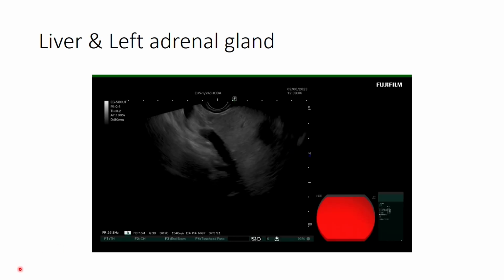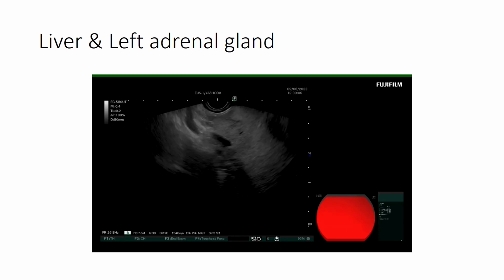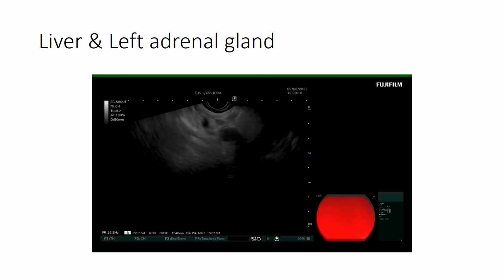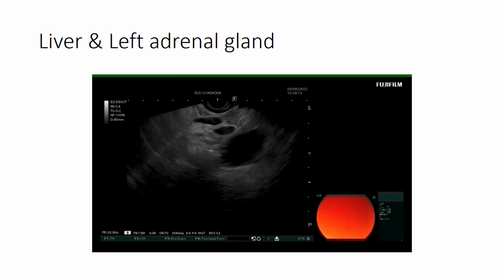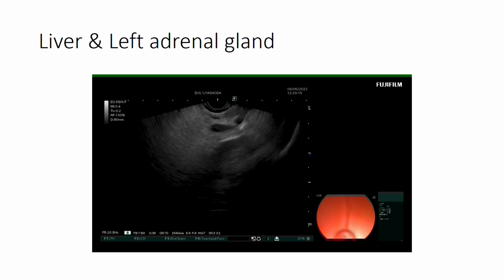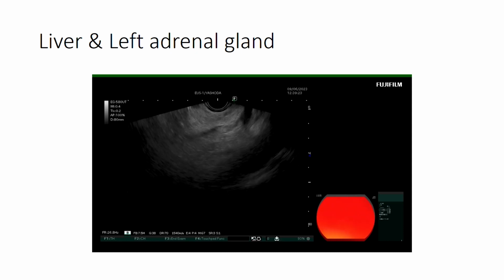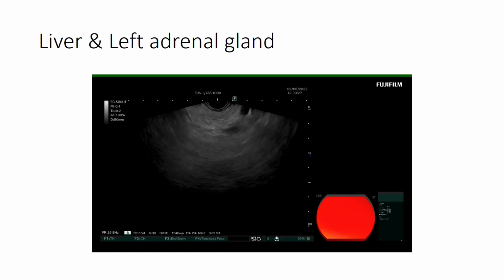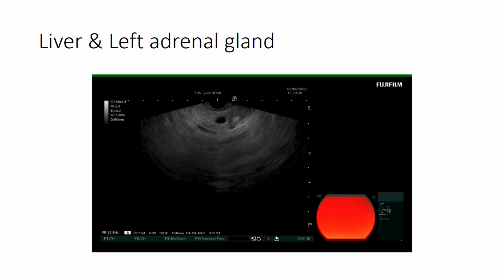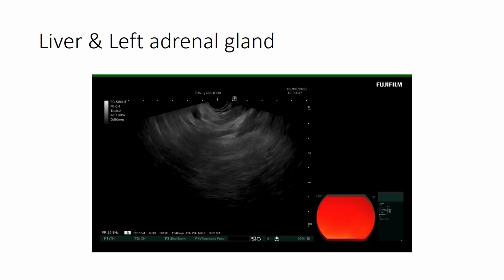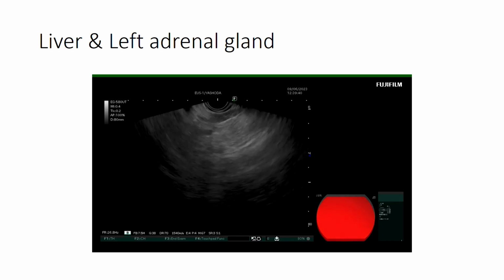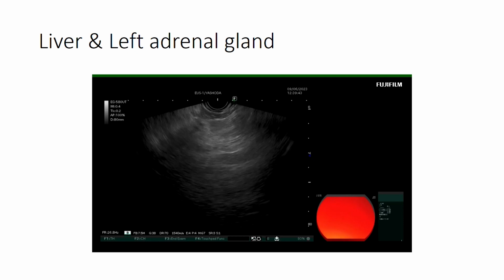An additional advantage of EUS is assessment of the liver and left adrenal for metastasis. So this is the liver, portal vein, and as you trace the portal vein, it will lead to the splenic vein, and the splenic vein will lead us to the pancreatic parenchyma. And as you pull the scope clockwise, you will be seeing the adrenal gland as seagull shaped. This is the splenic vein, and this is the seagull shaped adrenal gland, which is hypoechoic.